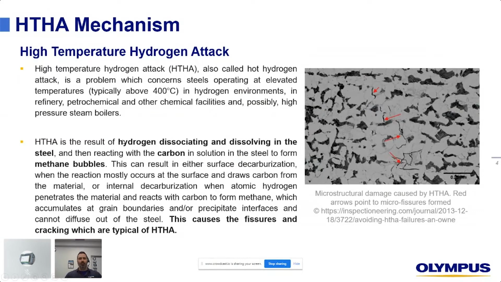HTHA is the result of hydrogen dissociating and dissolving in the steel and then reacting with the carbon to form methane bubbles. This causes the fissures and cracking which are typical of HTHA, and can also be seen in this microstructural image, basically where all the red arrows are pointing. Those are some microstructures, micro cracks. It's difficult to see here, but basically, trust me, it's very small.